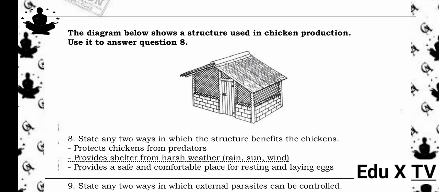8. State any 2 ways in which the structure benefits the chickens. Protects chickens from predators. Provides shelter from harsh weather (rain, sun, wind). Provides a safe and comfortable place for resting and laying eggs.